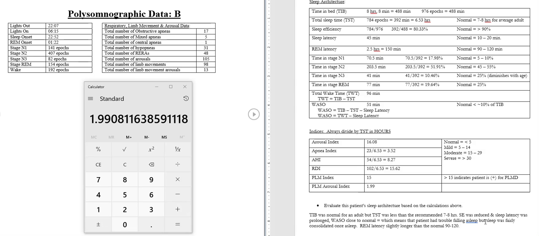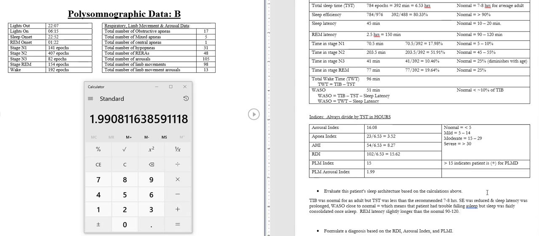So increase in stage 1 and decrease in N3 shows that quality of sleep isn't what it should be, you know, isn't as good as it could be.